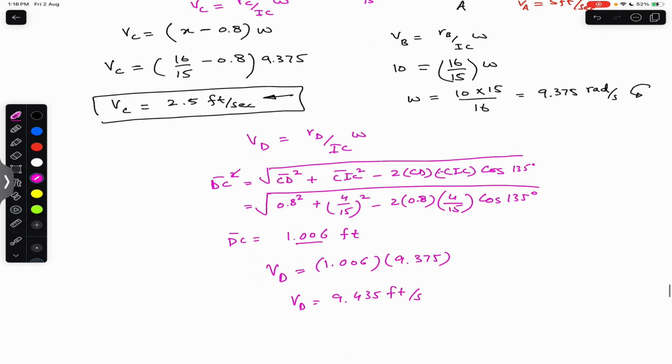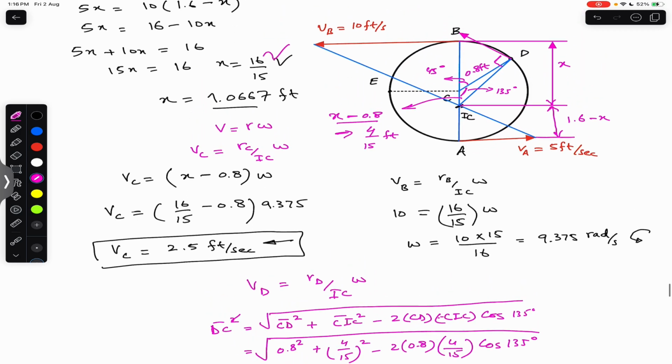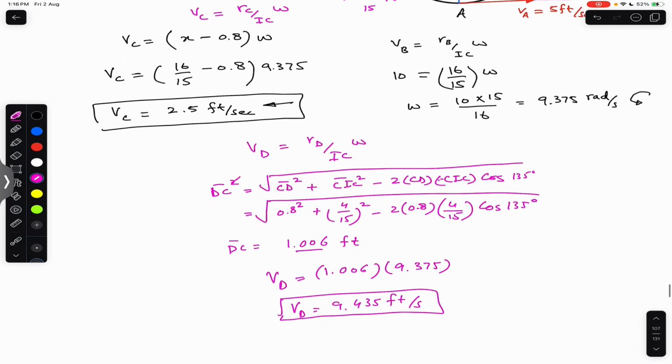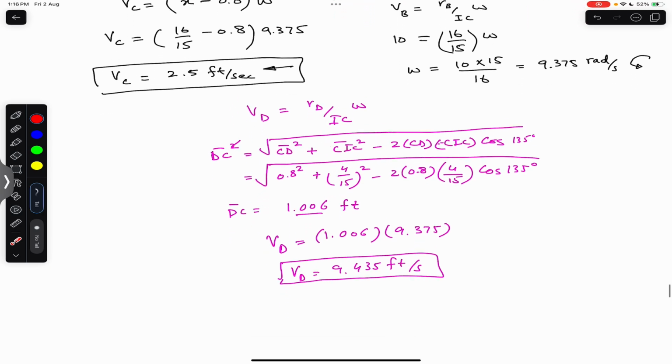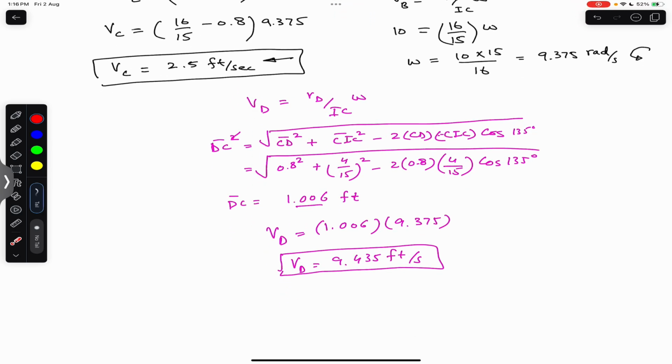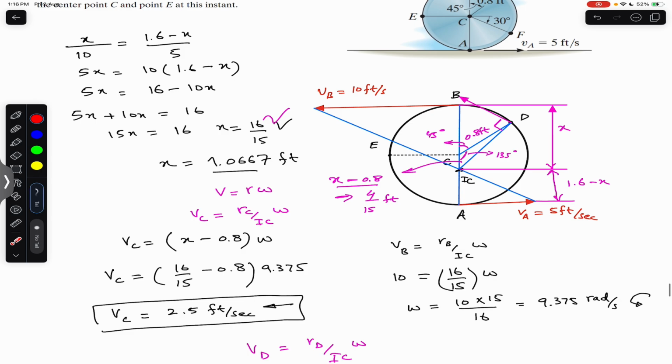Now we have determined the magnitude of the VD, but the next step is to find the angle of this VD, since in order to completely define the velocity of point D, we need to have the magnitude of that velocity and we need to have the direction of the velocity. So we need to find the angle of this VD either with the horizontal or with the vertical, right?